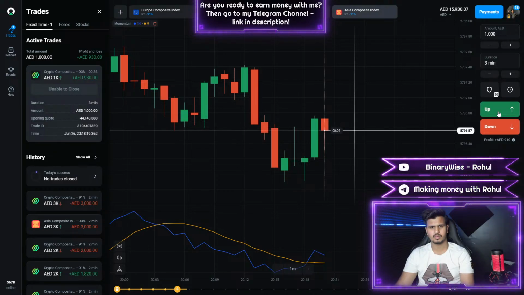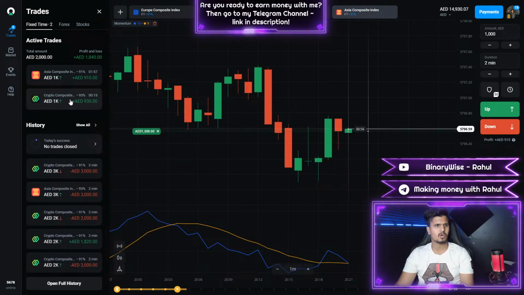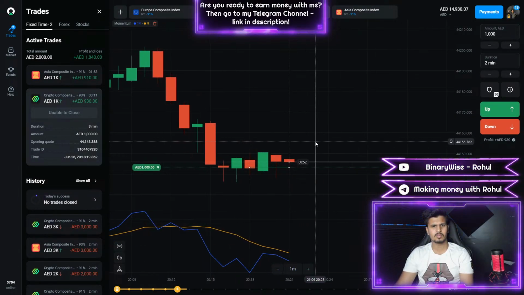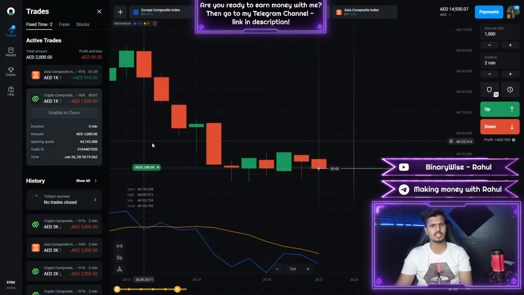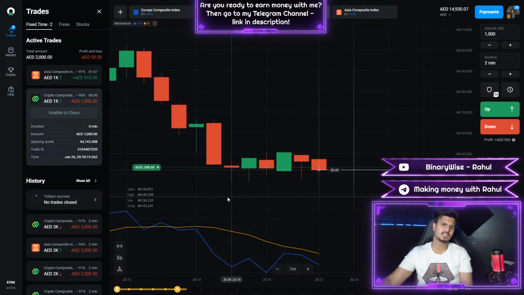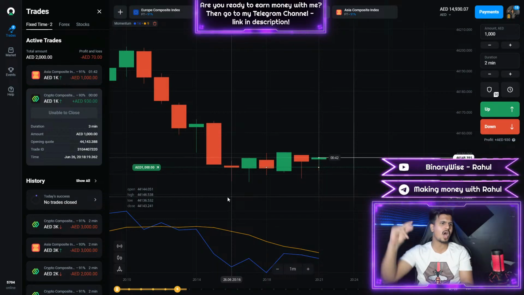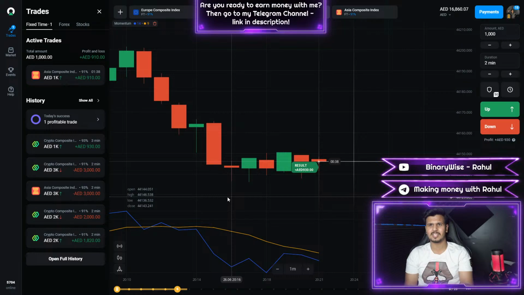7, 6, 5, 4, 3, 2, 1. Only 15 seconds remaining, guys, and it is moving both sides. It came into loss, now only 7 seconds remaining, and I think this is going to be a loss. Profit! 3, 2, 1. So the first trade came into profit.